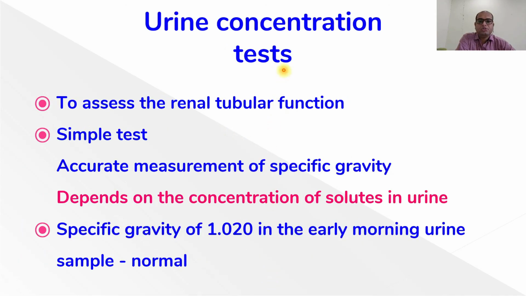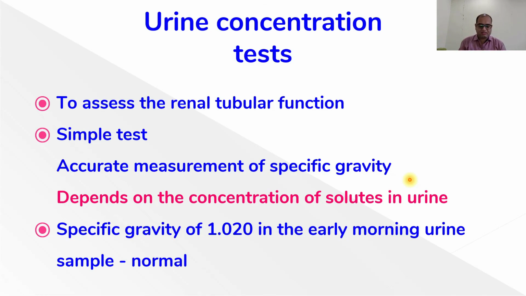Now coming to the urine concentration tests. What they assess is renal tubular function. Till now what we have done is the filtration tests. Now this will assess the tubular reabsorption. The test is simple. We can measure the specific gravity of the urine, which depends on the concentration of the solutes present in the urine.